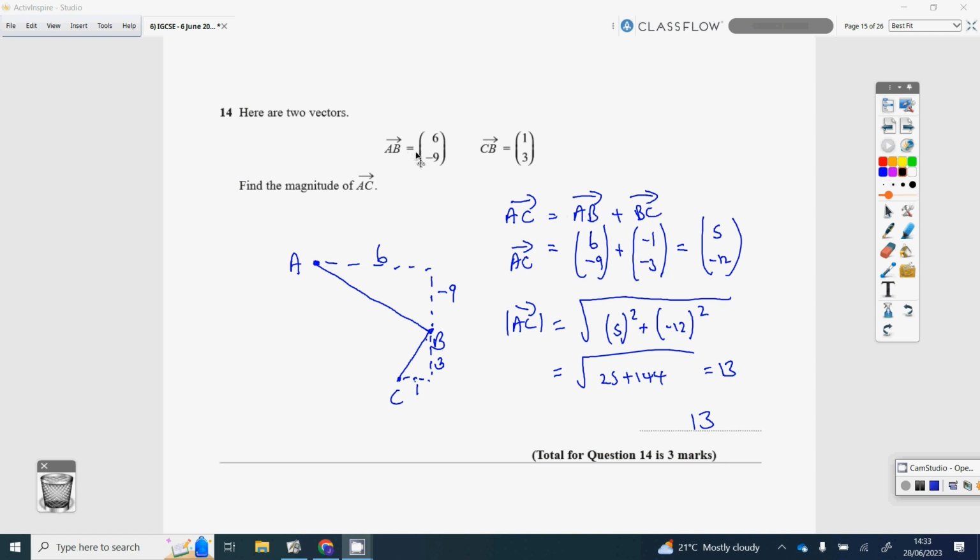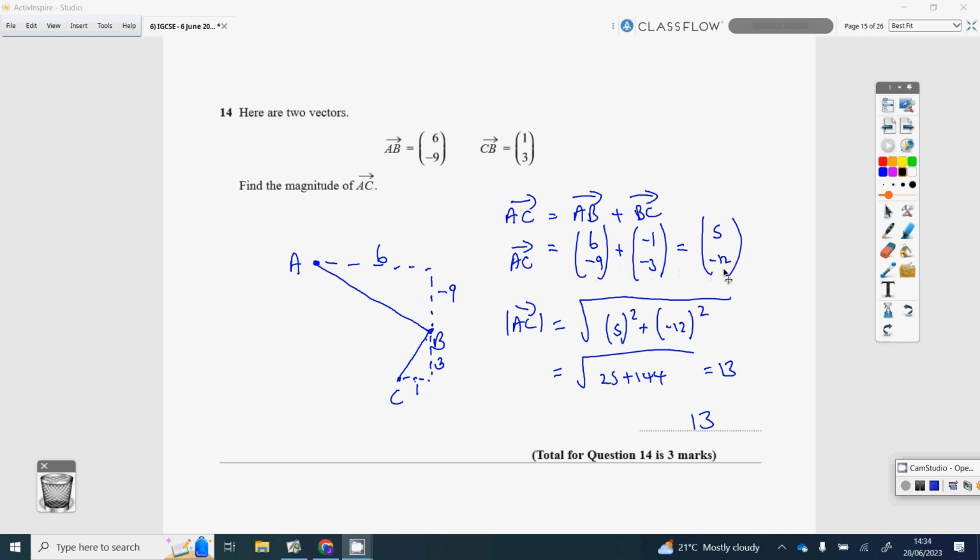Now, my A to B is obviously 6 minus 9. But my B to C is the opposite of my C to B. So rather than being 1 across and 3 up, which C to B was, I'm going B to C. So that's 1 to the left and 3 down. So minus 1, minus 3. So adding these two vectors together, I get AC being 5 minus 12. Now 6 take away 1 is 5, minus 9, minus 3 is minus 12.